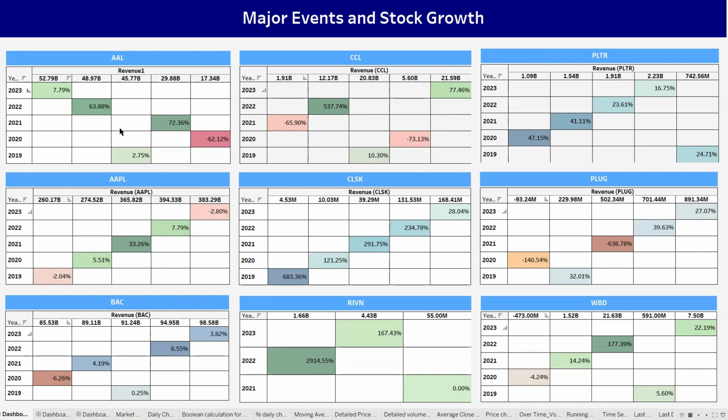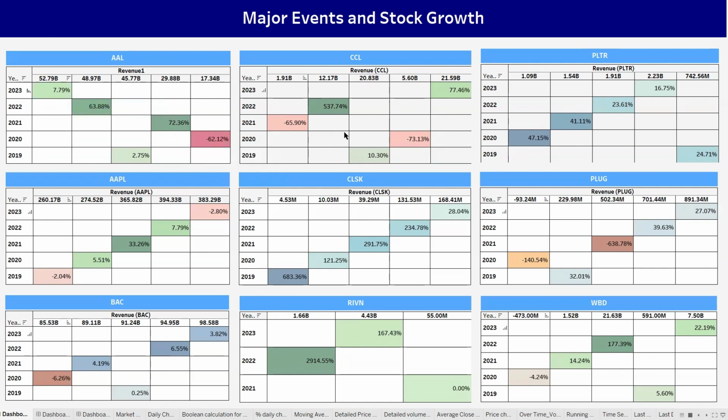Starting with American Airlines, in 2020, they faced a sharp decline because of the COVID 19 pandemic, which resulted in a significant loss of 62.12% in their revenue compared to 2019. However, in 2021, there was a remarkable rebound in revenue by 72.36% from the previous year. Yet again, despite this recovery, revenue dipped in 2022 by 63.88% compared to 2021. And then we can see a reasonable uptick in revenue in 2023 by 7.79%.